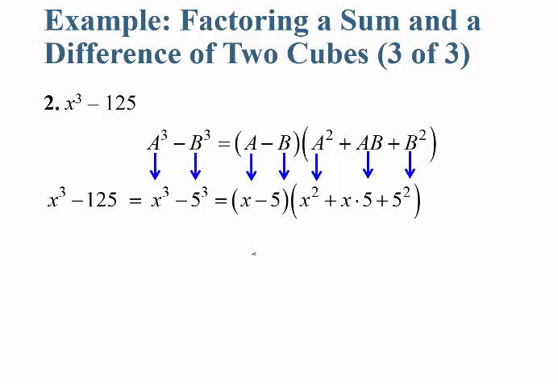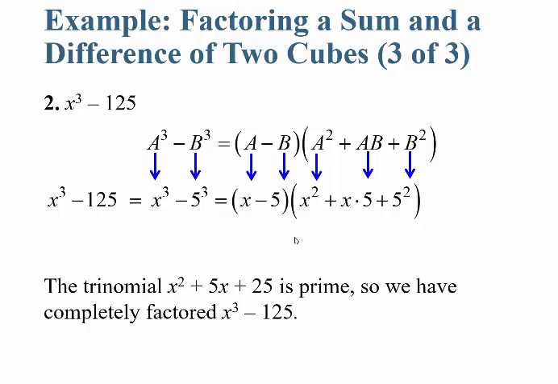So this will immediately factor into, because it's the difference of cubes, a minus b, or x minus 5, times a squared, which is x squared, plus a times b, x times 5, plus b squared here, which is the 5 squared. So this cleans up as just x squared plus 5x plus 25. So we know that that is also prime. So we've completely factored this. We're good.